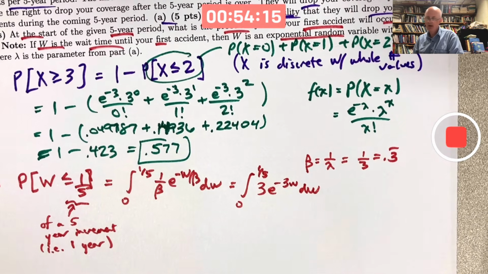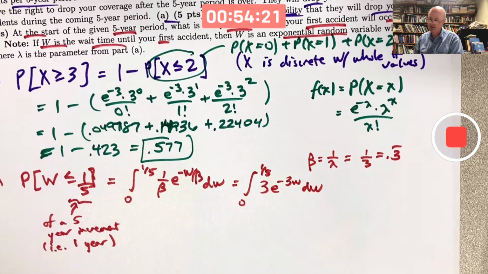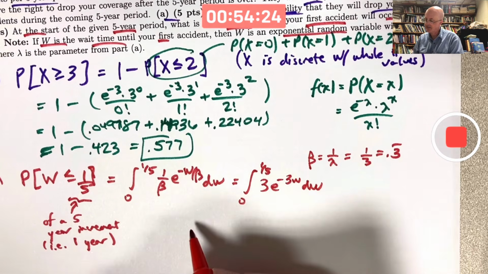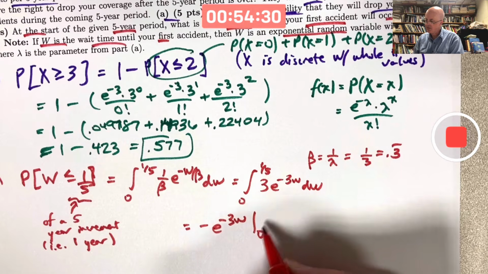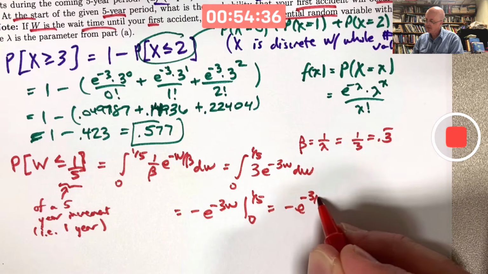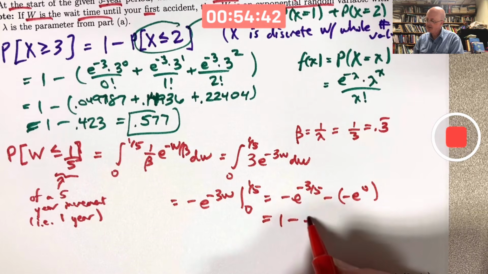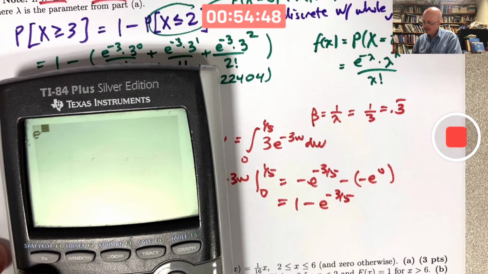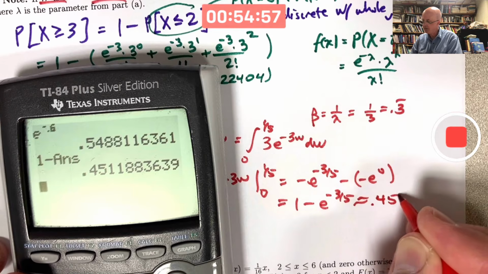How big will this probability be? Probably not super big, but also not super small. Some kind of moderate size, I'm guessing. Do the integral, and you're going to get negative e to the negative 3w evaluated from 0 to 1/5. That's negative e to the negative 3/5 minus negative e to the 0. Be careful about your minus signs. That's 1 minus e to the negative 3/5, or e to the negative 0.6. Take 1 minus that. It's not a super huge probability, but it's not super small either. About 0.451.